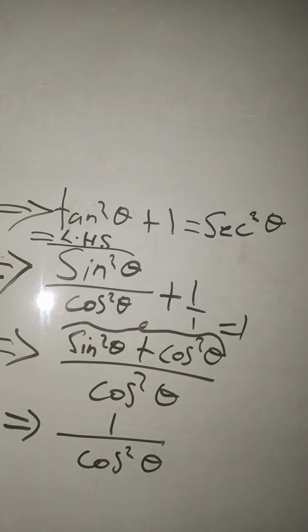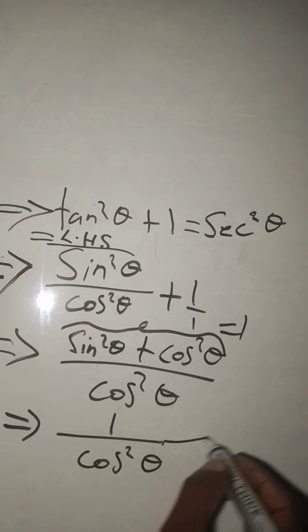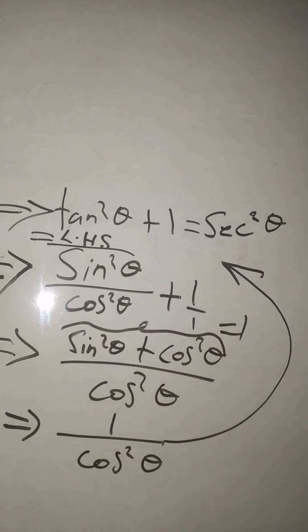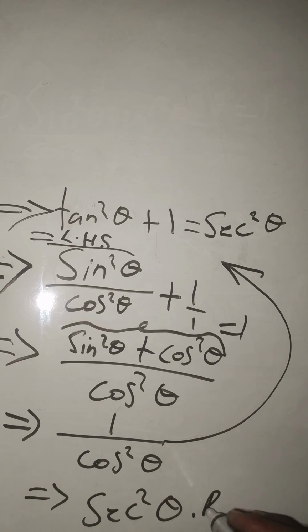All right. So now what are we going to have? So this guy is actually equal to this guy which we have on our right side here. So we're going to have sec squared theta, which is on the right hand side.